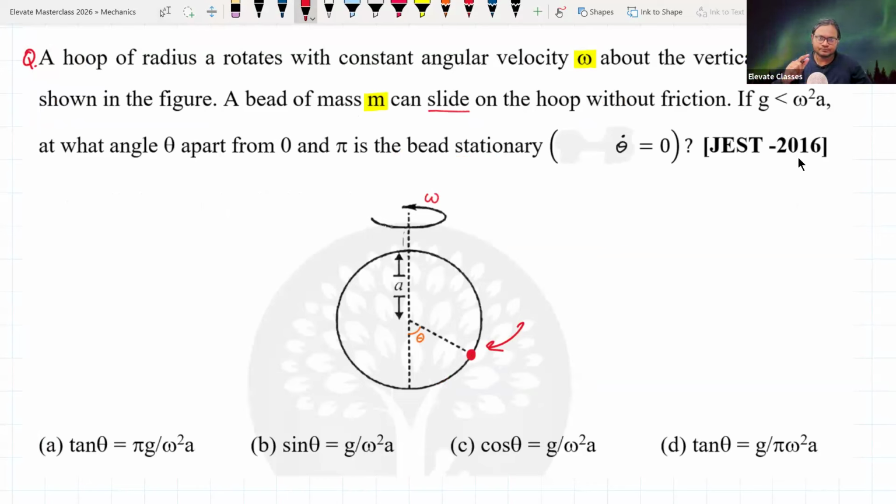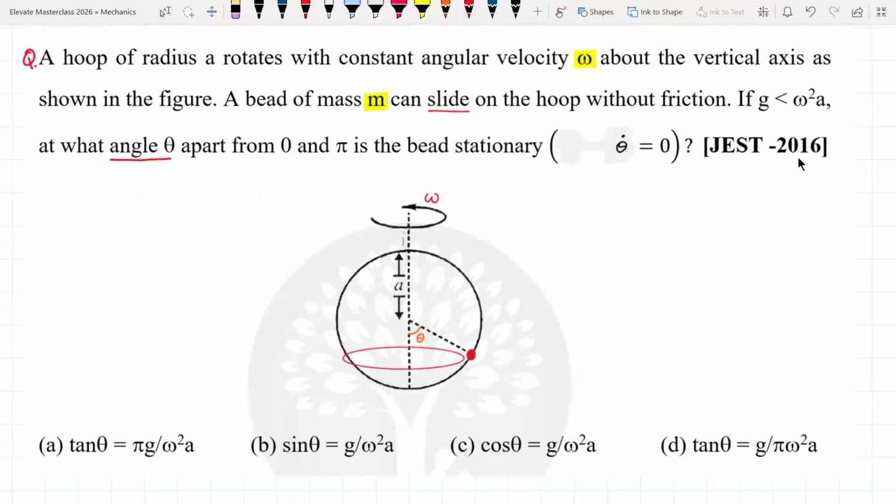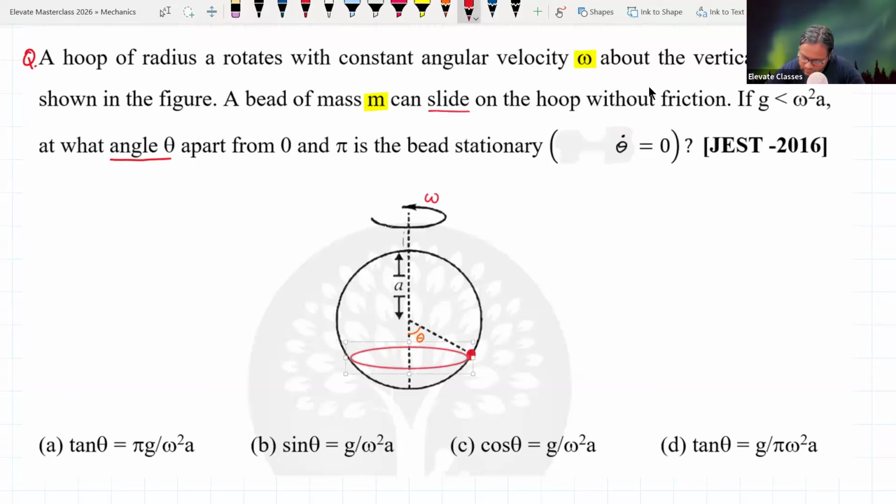But if angle theta is constant, then what is the trajectory of the bead? बताइए. It will be circular. Yes. If angle theta is a constant, then the trajectory of the bead will be a circular trajectory.